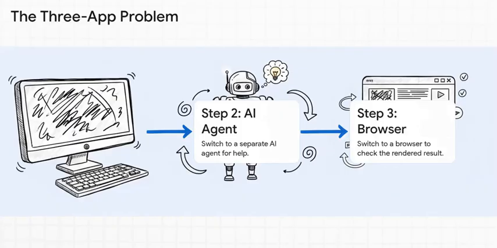This probably looks painfully familiar, right? We call it the 3-app problem. You're in your editor, you're in the zone, writing code, then you hit a wall. So you tab over to a separate AI agent for some help. The agent gives you a snippet, so you tab back to the editor to paste it in. And then finally you have to switch over to your browser just to see if the darn thing even worked. It's this non-stop, jarring cycle of context switching.